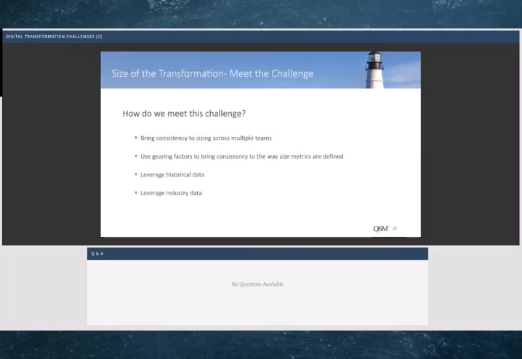How do we meet this challenge? Number 1, we want to bring consistency across multiple teams. To do that, at QSM, we use what we call gearing factors, or factors to normalize the way you define the size or the scope or the functionality that you're delivering, or the value that you're delivering to the customer. We have industry gearing factors. So we know at QSM what the typical number of story points per user story is. We know what the typical number of lines of code per function point is. We measure all this stuff, right?